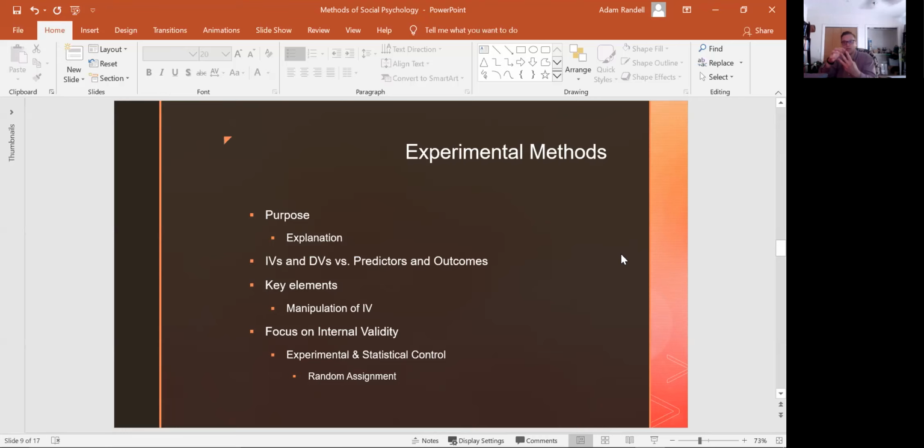Remember the three pieces, right? So they need to be correlated. The IV and DV need to be correlated. The second piece is the IV needs to come before the DV. So what's having the effect, the causer, must come before what's being affected, the caused. And the third, no alternative explanations can remain.